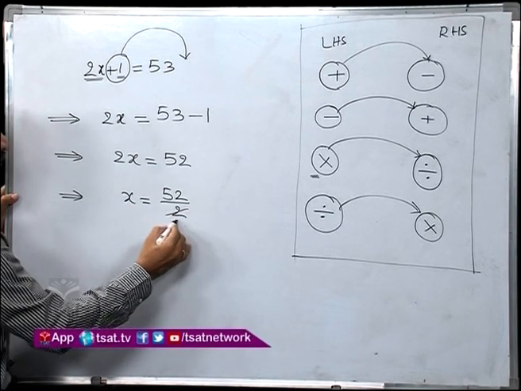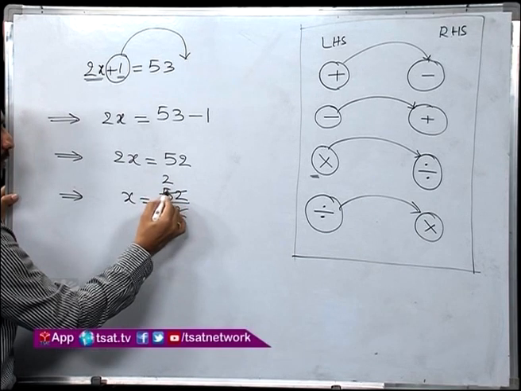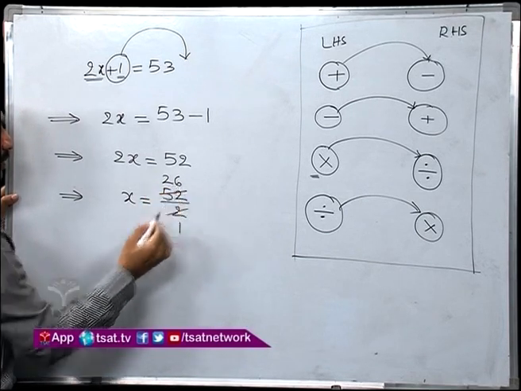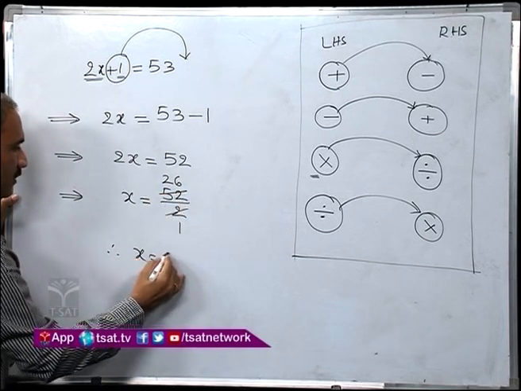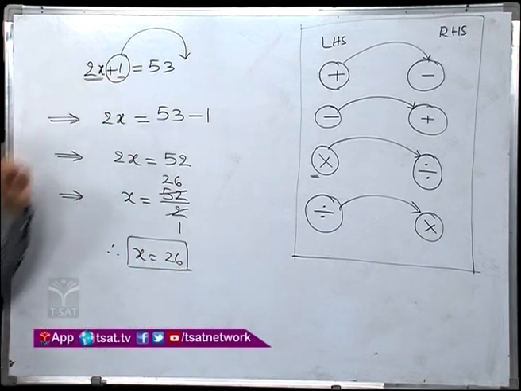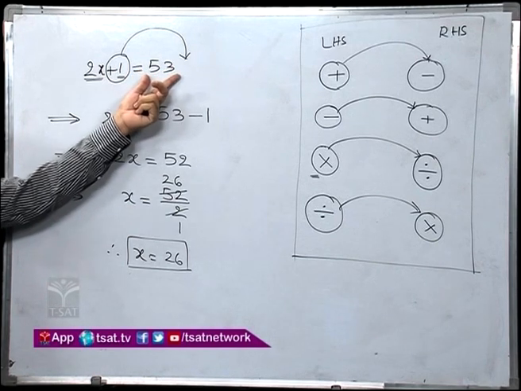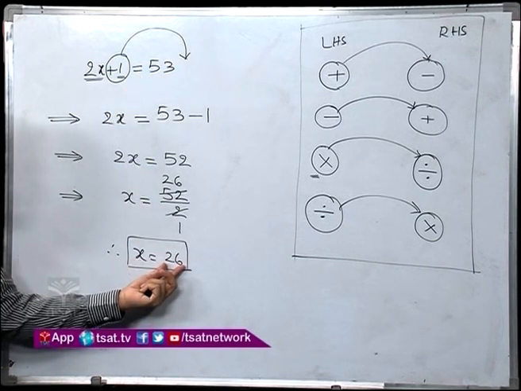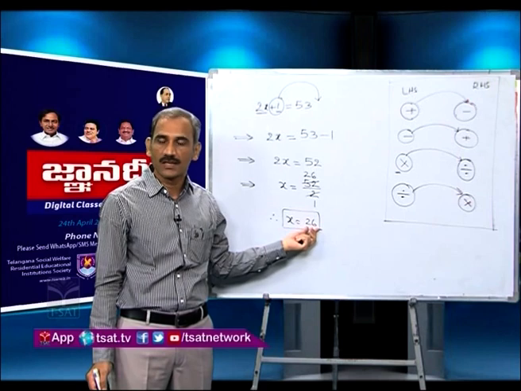That is, 2 1s are 2, 2 2s are 4, 2 6s are 12. Therefore, x is equal to 26. This is the solution of the equation. That means if I have 53 matchsticks, I can prepare 26 triangles.